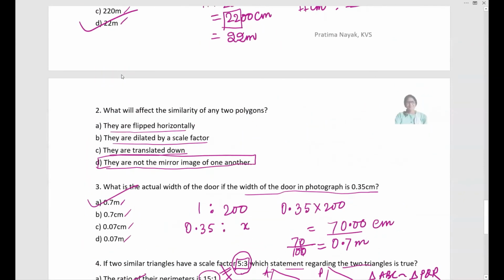Question number 2. I will be explaining again. When they are flipped horizontally, they are similar. When they are dilated by scale factor, then only polygons are similar. They are translated down, they are also similar. And when they are not mirror image, it does not affect the similarity. We cannot say whether they are similar or not. So this affects the mirror image. If there will be no mirror image, we cannot say whether they are similar or not. That's why D is the answer.